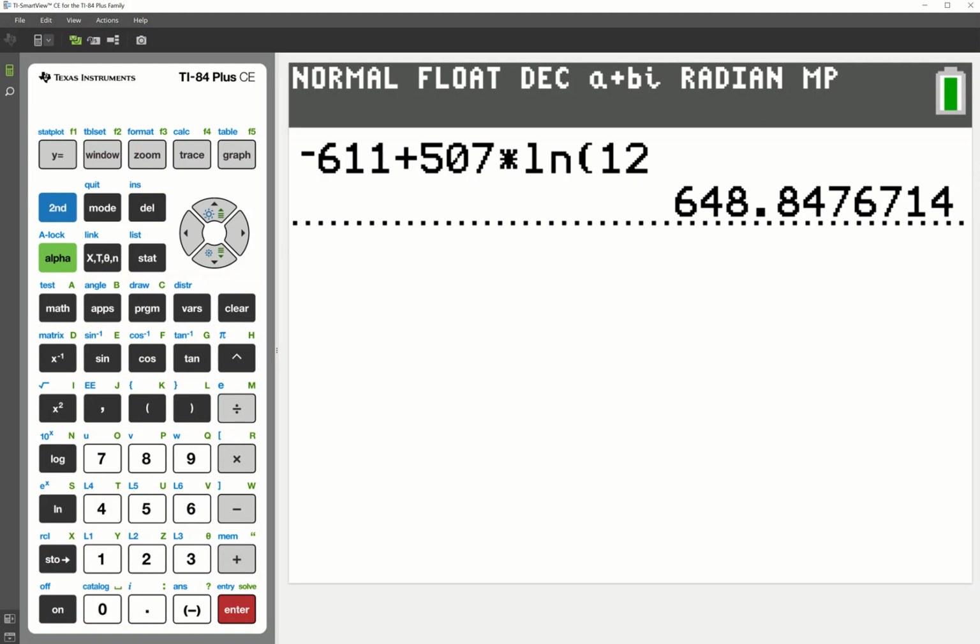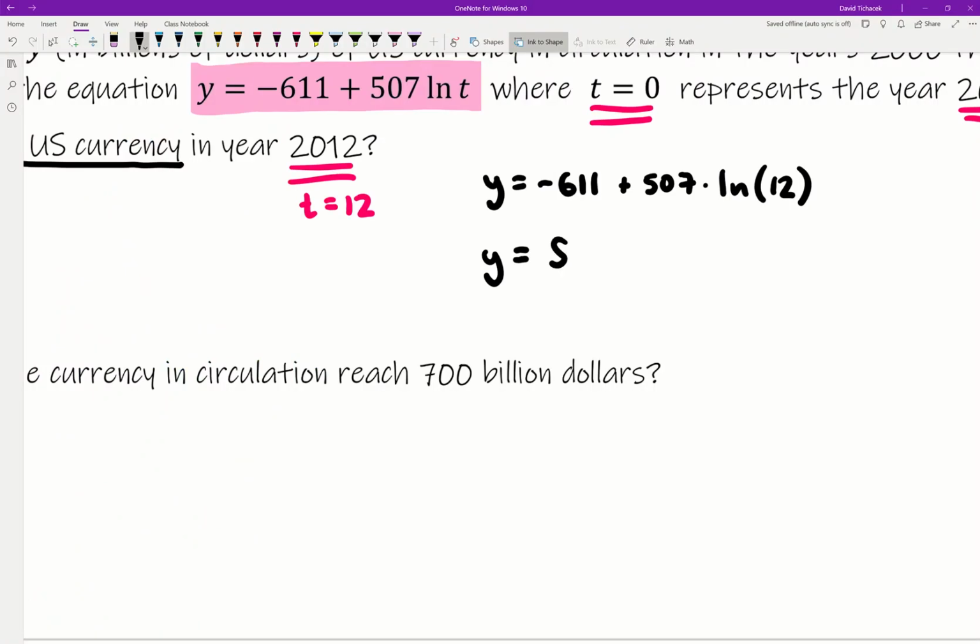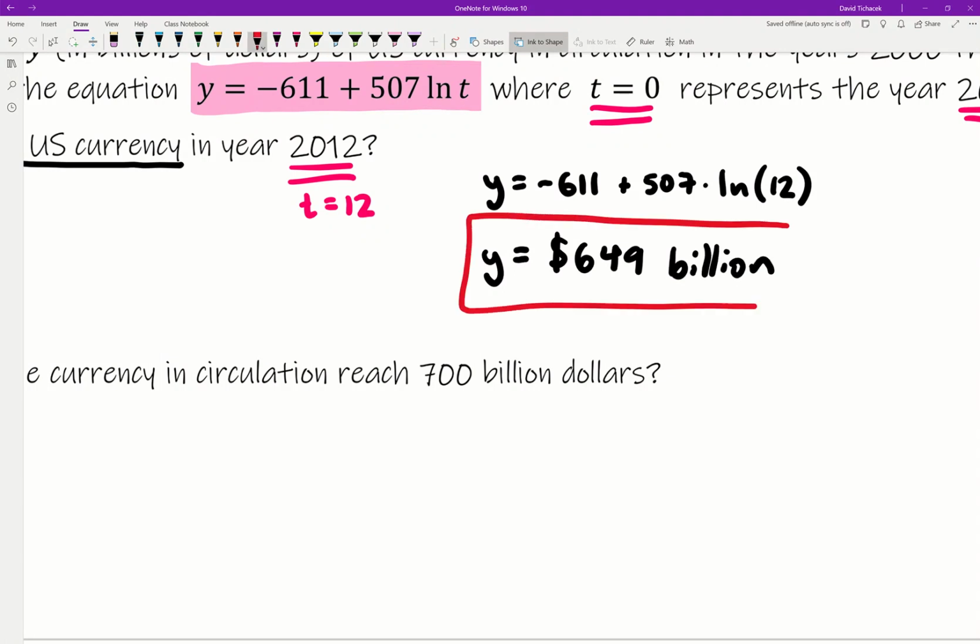Keep in mind that's your dollar amount. That's y, in billions of dollars. So I'm just going to round this to the nearest billion. That'll be $649 billion, which is an incredibly large amount of money, right? So $649 billion. That'll be how much money there is in 2012. Okay? So that's pretty good.